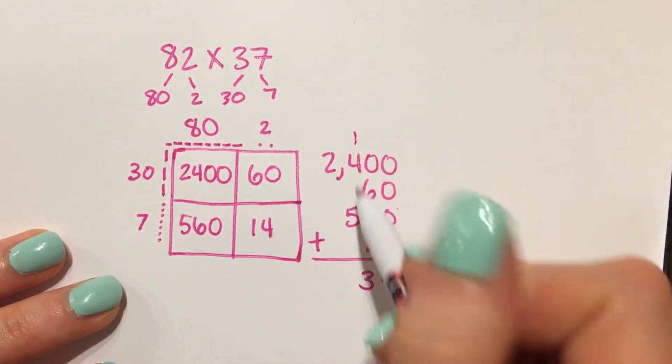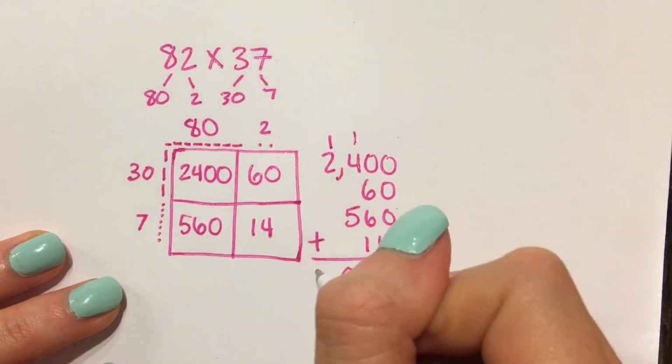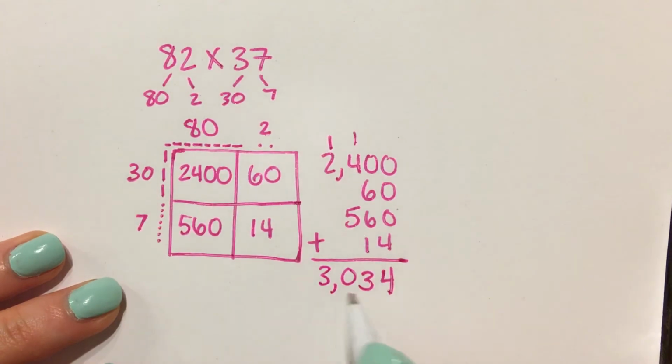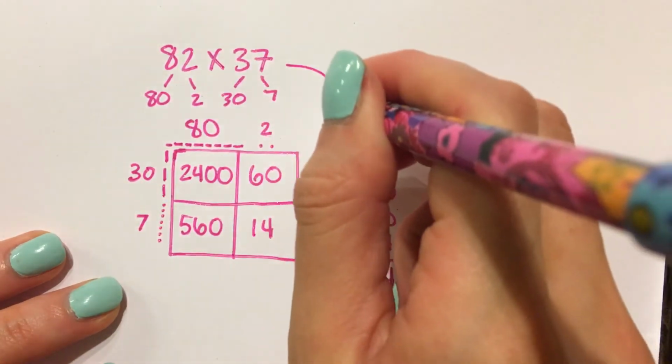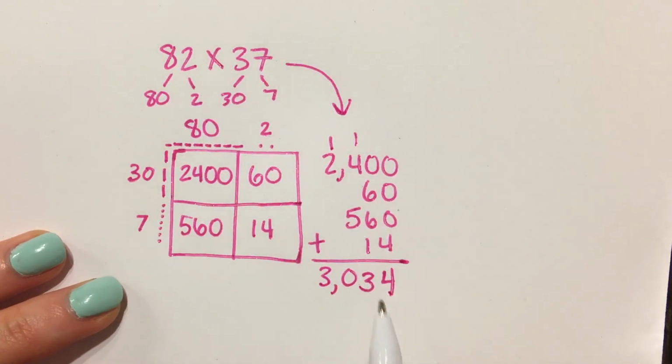4 plus 1 equals 5, and I know 5 plus 5 equals 10. Put your 0, carry your 1. 2 plus 1 equals 3. 1, 2, 3, put your comma. The product of 82 times 37 is 3,034.